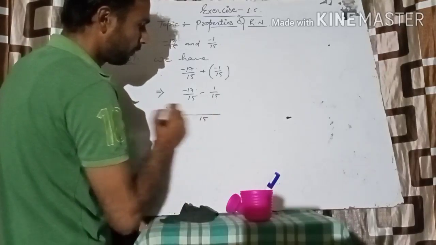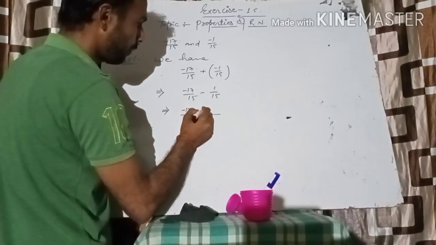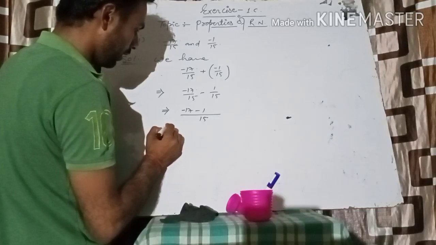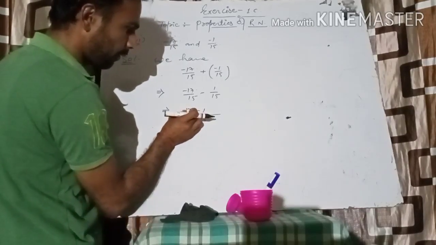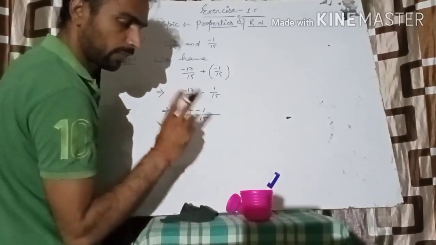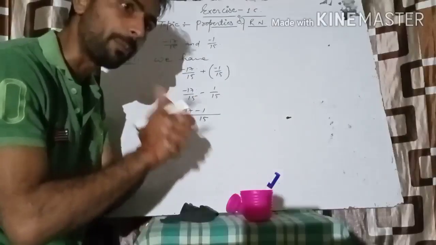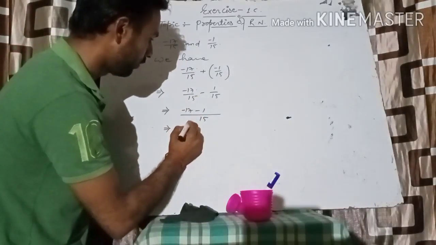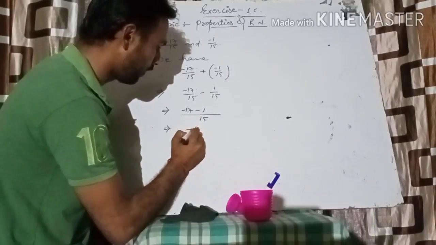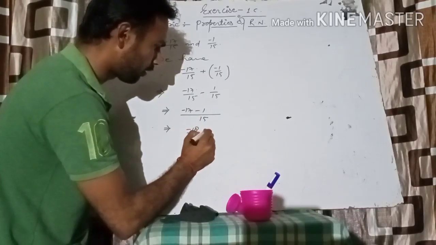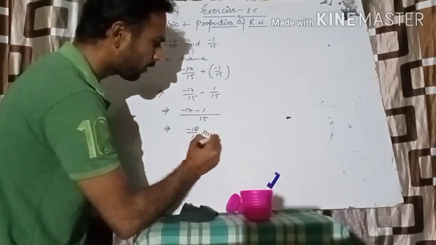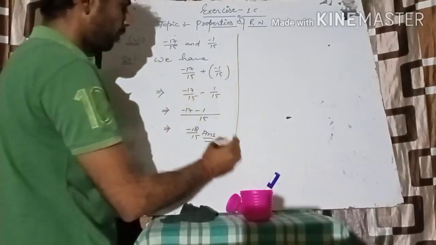Now minus 17 and minus 1, they both belong to the same family, that is the minus family, so they will live together, that is, combine. Okay, now add them: minus 18 by 15, it's your answer. So in this way you can solve, add them.